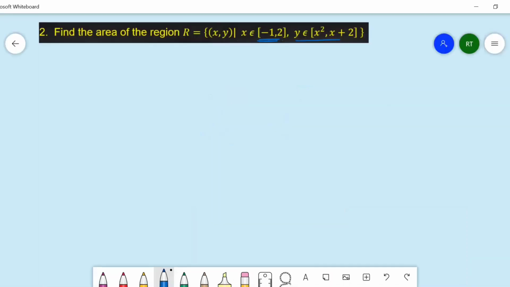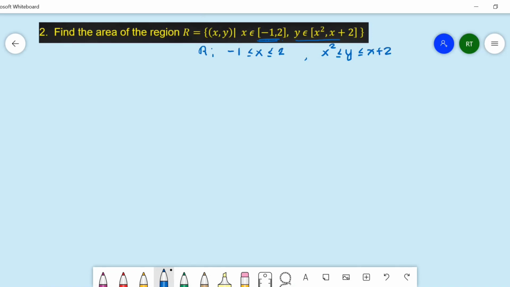This time we will consider finding the area of the region R, where the region R is determined by the curves, where x goes from -1 to 2, and y goes from x squared to x plus 2. Please take note that we are given the region R. We are not given the functions which are the boundaries of the region.